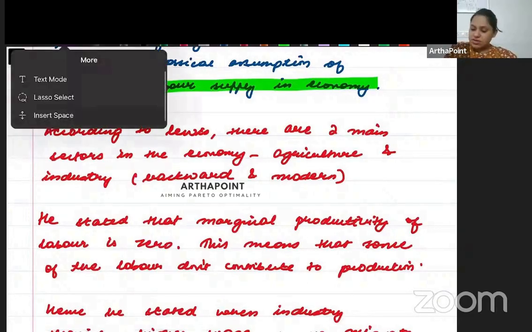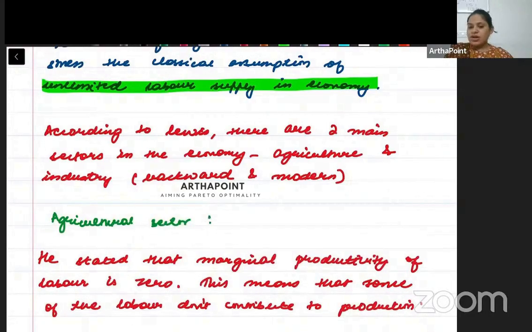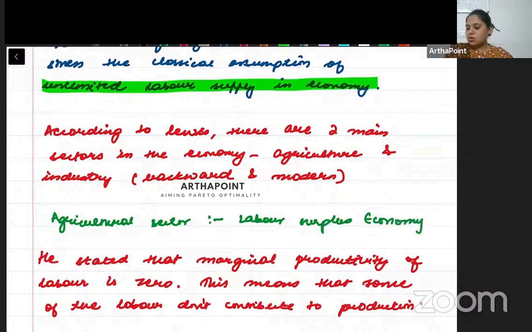We must write this term down, it's an important one. The agricultural sector was called the labor surplus economy, right? Labor surplus economy means that you have intensive labor in the agricultural sector. The main theme of this was the dual economy. There are two economies, one urban and one traditional.